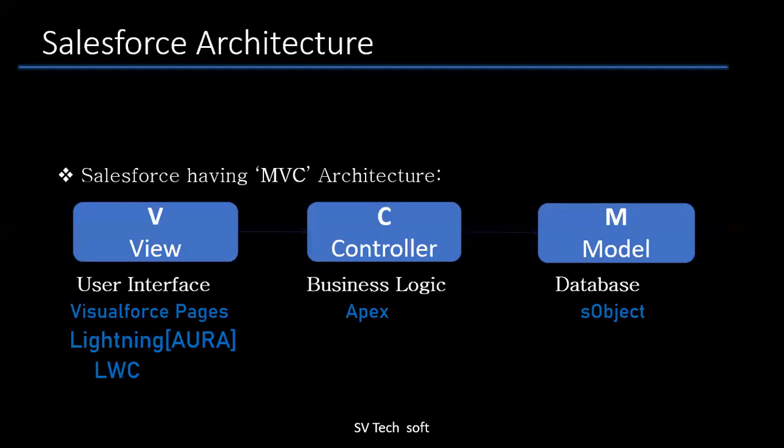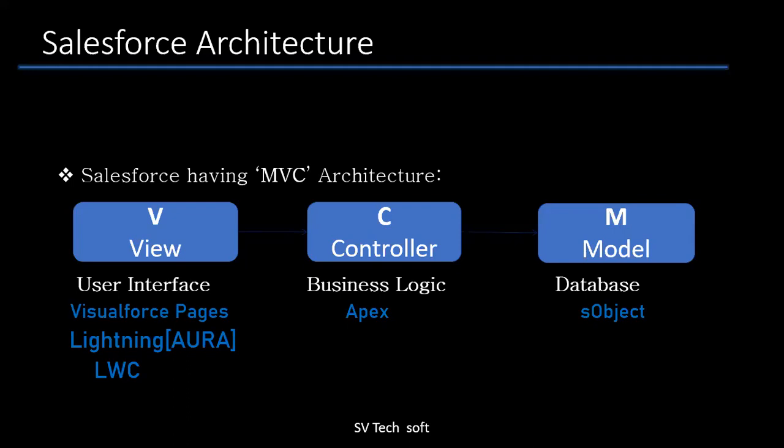Then let me discuss the Salesforce architecture. Earlier we have seen cloud computing architecture, that is multi-tenant. Now Salesforce is also one of the cloud computing. What type of architecture does Salesforce have? The type of architecture Salesforce has is MVC. What is the meaning of M? What is the meaning of V? What is the meaning of C? We will discuss now.